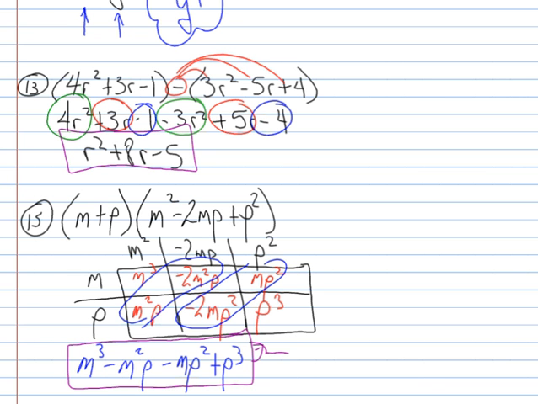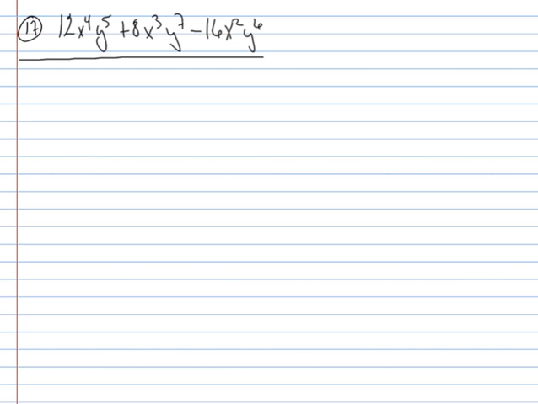All right, moving along here, we're going to move down to number 17 now. Problem number 17 says, we got a lot of stuff in number 17. We got 12x to the 4th y to the 5th, plus 8x cubed y to the 7th, minus 16x squared y to the 6th, and it's all over 4xy to the 5th.